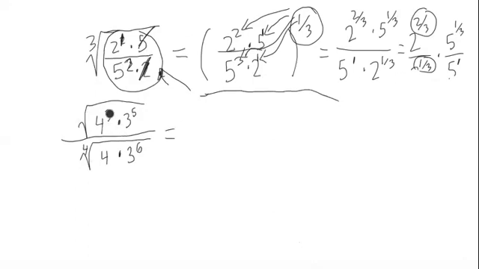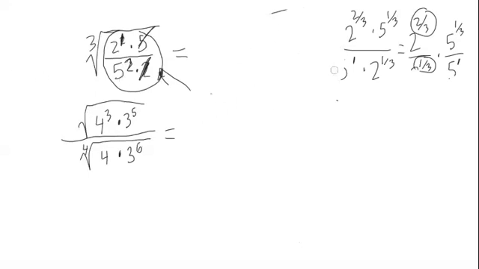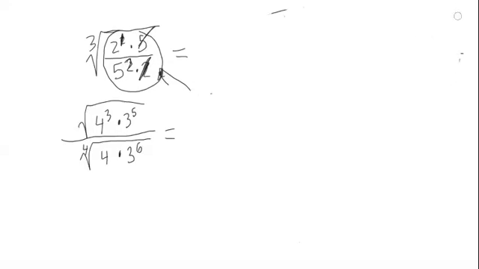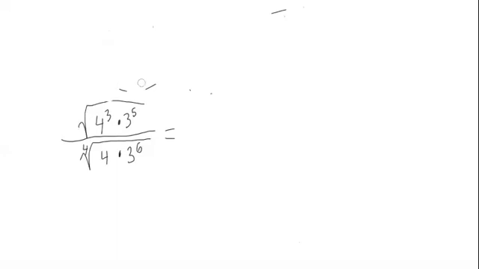Here, let's see, 4 cubed times 3 to the fifth, right? Square root. Maybe we should just distribute all this in. So here, thinking of the square root as a 1/2 power. Okay, let's just get rid of all that, and we're done with this example. Just kind of clear the way.